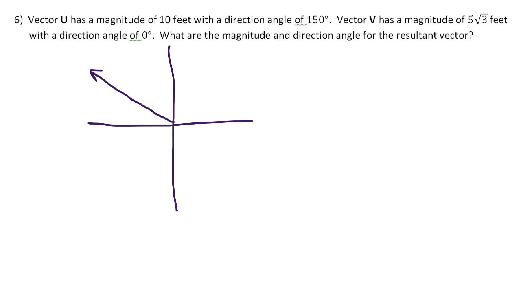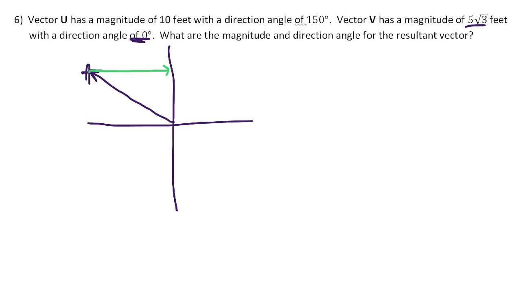And then vector v has a magnitude of 5 square root of 3 feet with a direction angle of 0. So I'm going to start right here. Let's think about where we're at, xy axis there. And 5 root 3 with a direction angle of 0, well, direction angle of 0 is going to throw us right back over here.